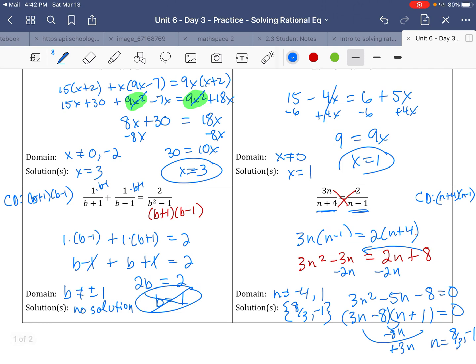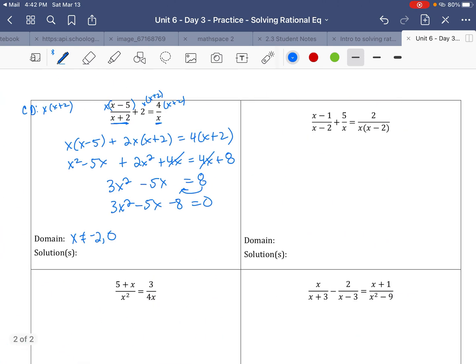That's the same thing I just factored before on the last page. 3n squared minus 5n minus 8. So, we already know how to factor this, right? So I got 3x and x, we do 8 and 1, a minus and a plus. So my answers are 8/3 and -1, and they're both okay.